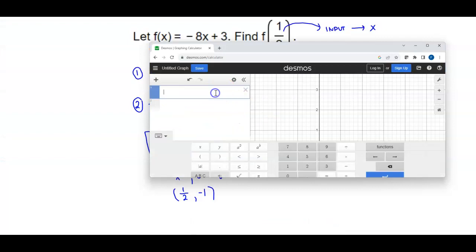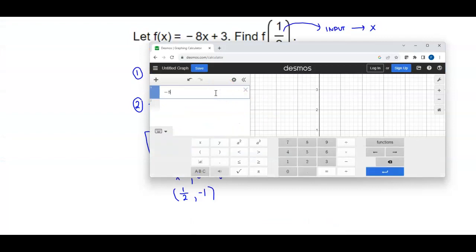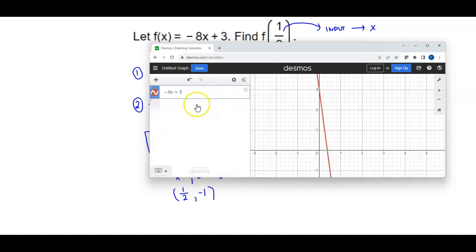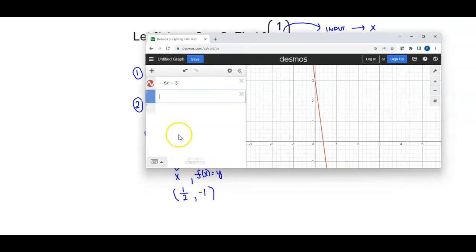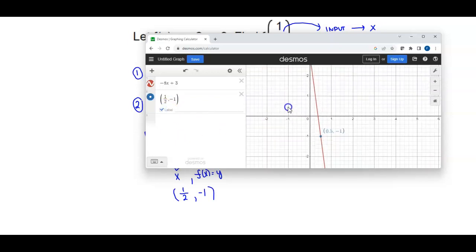So we have negative 8x plus 3. Okay, so here is our graph. Now what I'm going to do is plot this point. So the point that we just found is parentheses 1 divided by 2, comma, negative 1, and then press enter. And then we're going to go ahead and label it here. Now if you notice here, there is the point on the graph.